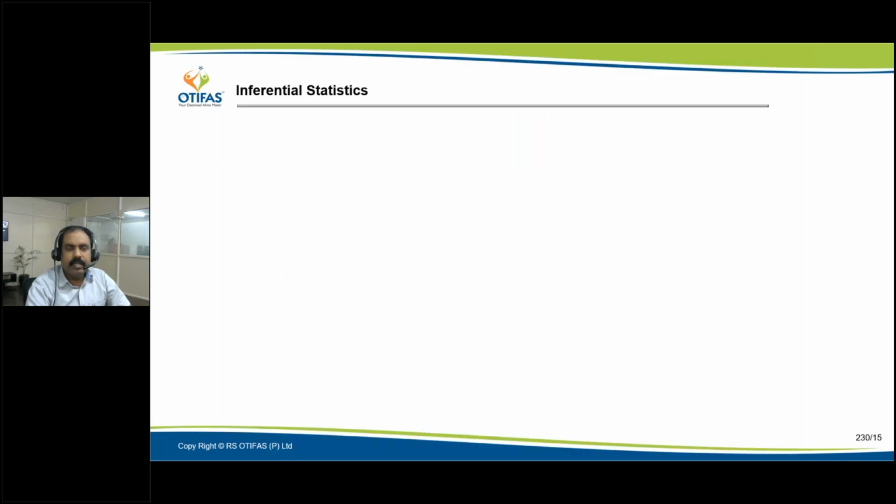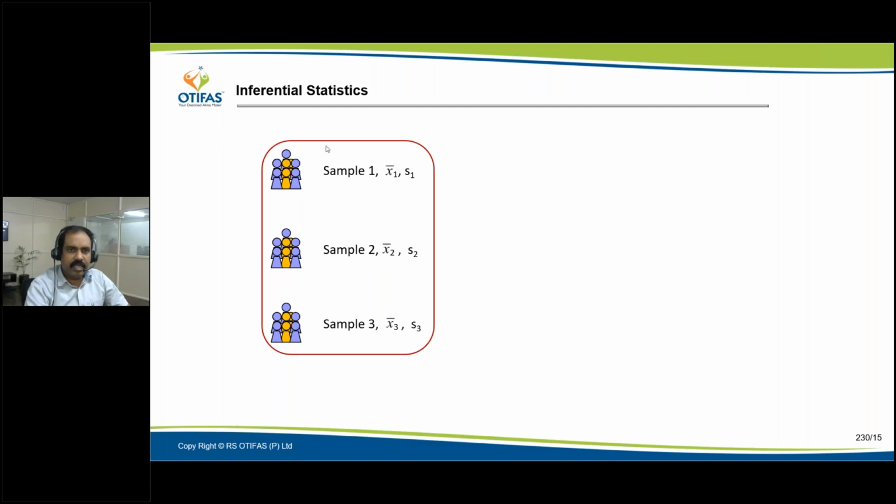Now we are coming to inferential statistics. What is inferential statistics? Understand, you have a sample and I got a mean for this sample: x bar, the mean of sample one, and the standard deviation of sample one. Now we have sample 2 and the mean of sample 2. What are these called? These are called descriptive measures of the samples.